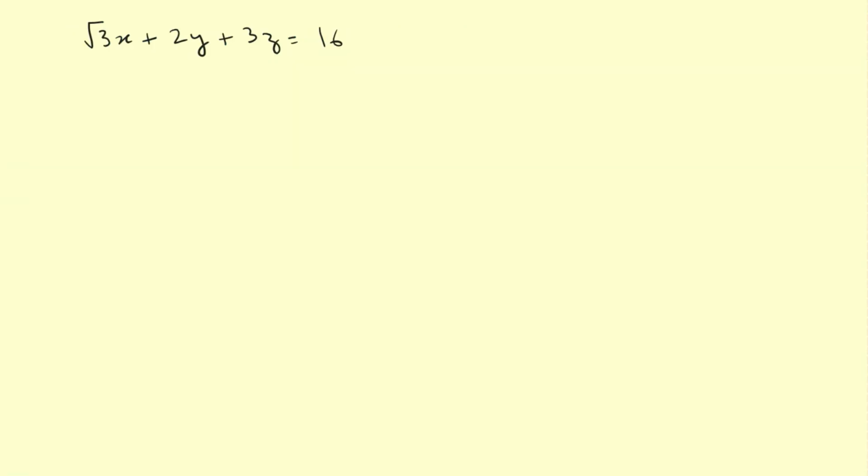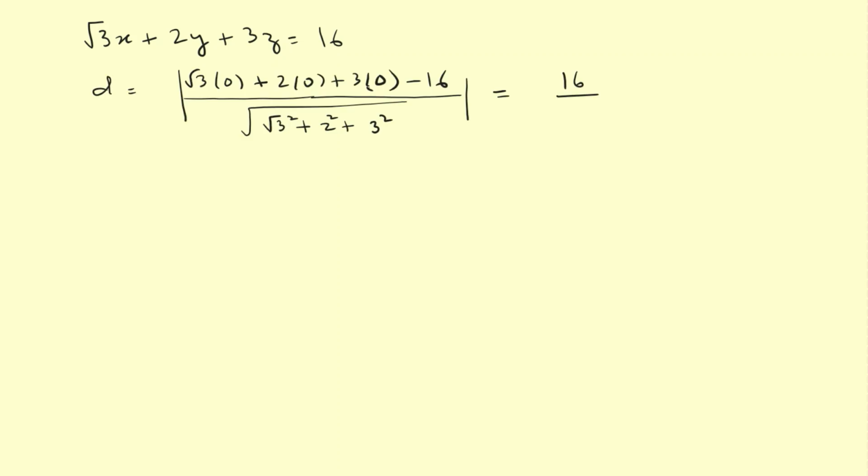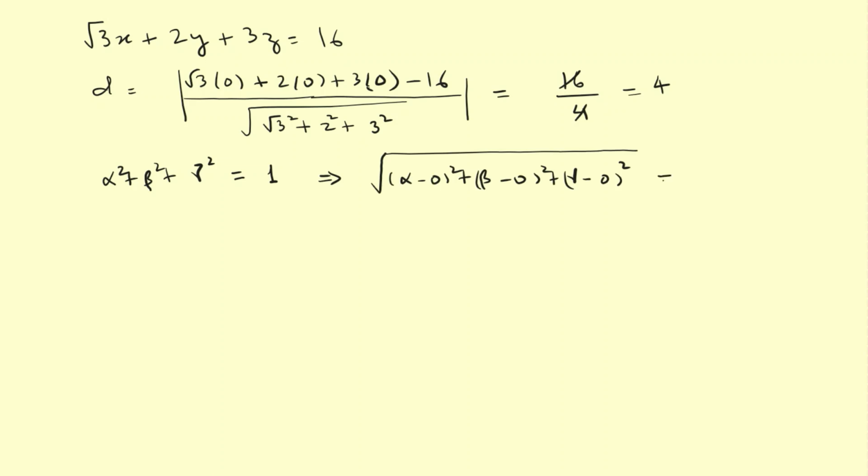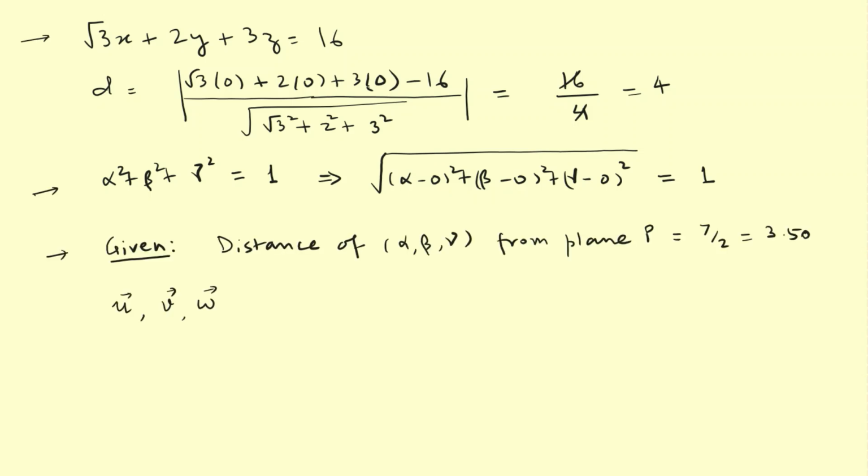First of all, what is the distance of this plane from origin? The distance comes out as 16 by 4, that is 4 units. Further, we are given that alpha square plus beta square plus gamma square is equal to 1, which can be seen as the distance of the point (alpha, beta, gamma) from origin is 1, since you can see it as the distance formula. Further, the points whose position vectors are u, v and w follow this equation. That means their distance from origin is also going to be 1.